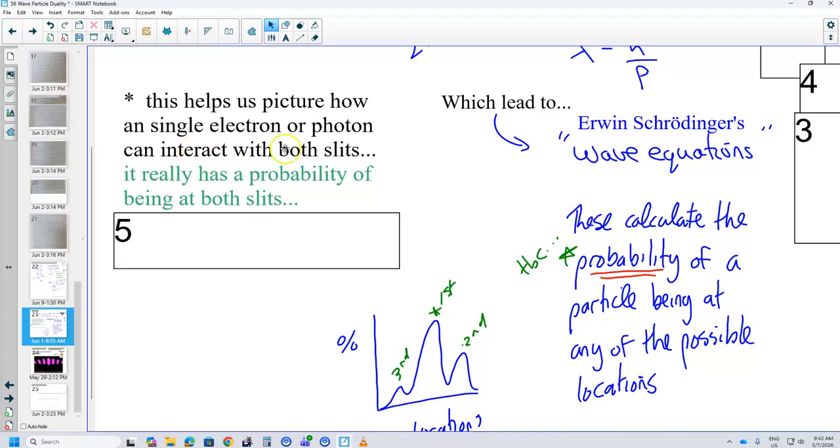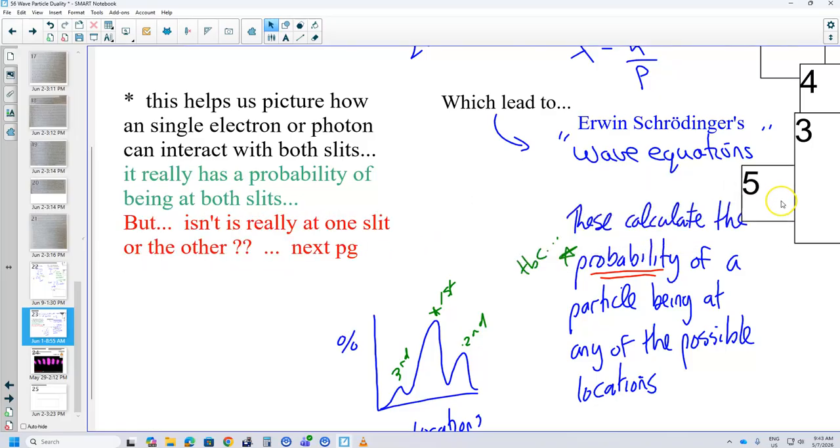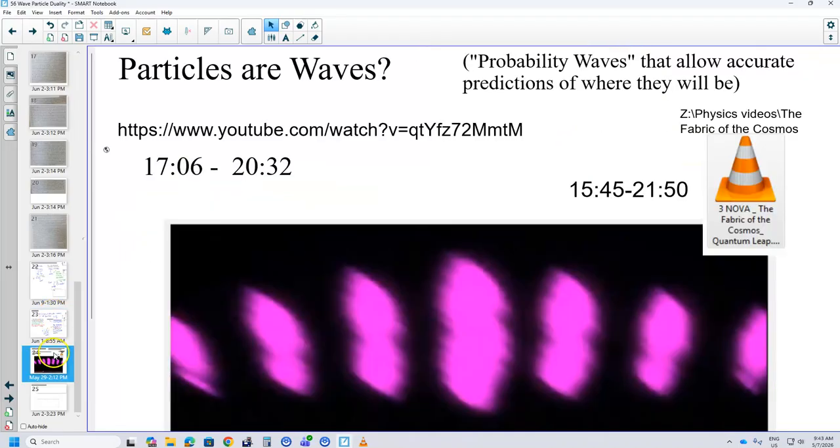This helps us picture how a single electron or photon can interact with both slits. It really has a probability of being at both slits. But of course, isn't it really at one slit or another? Yeah, so let's go to that section.